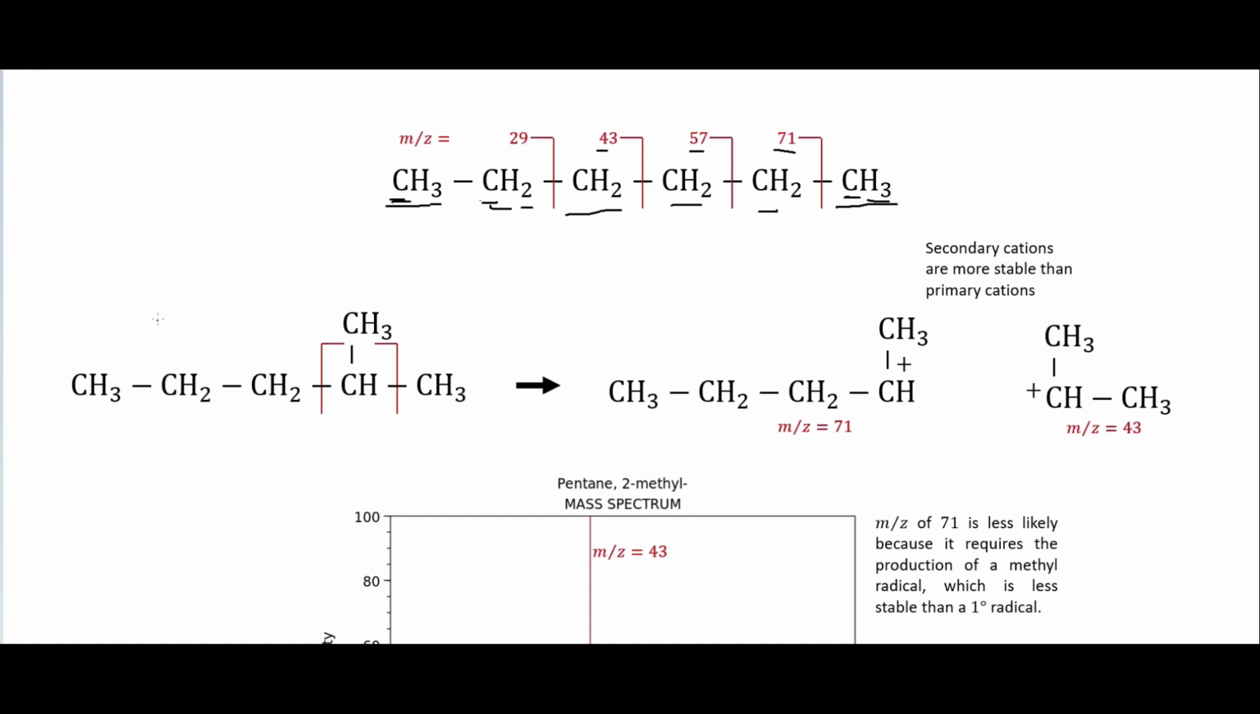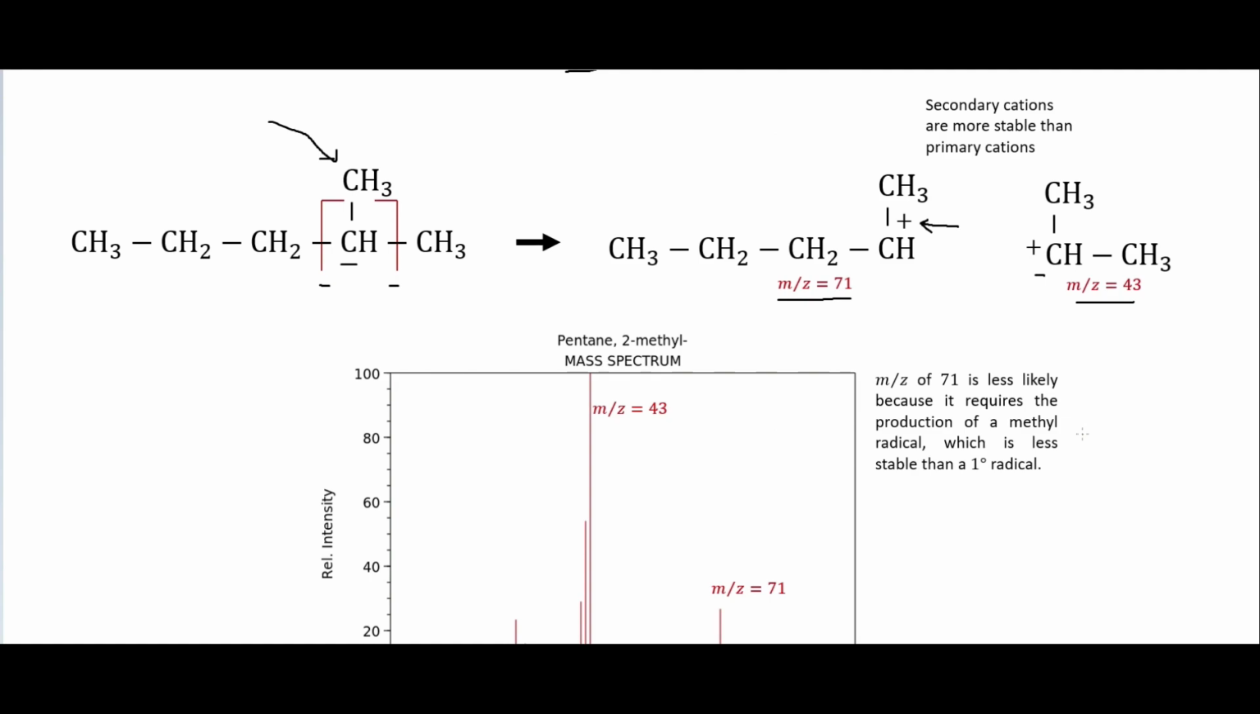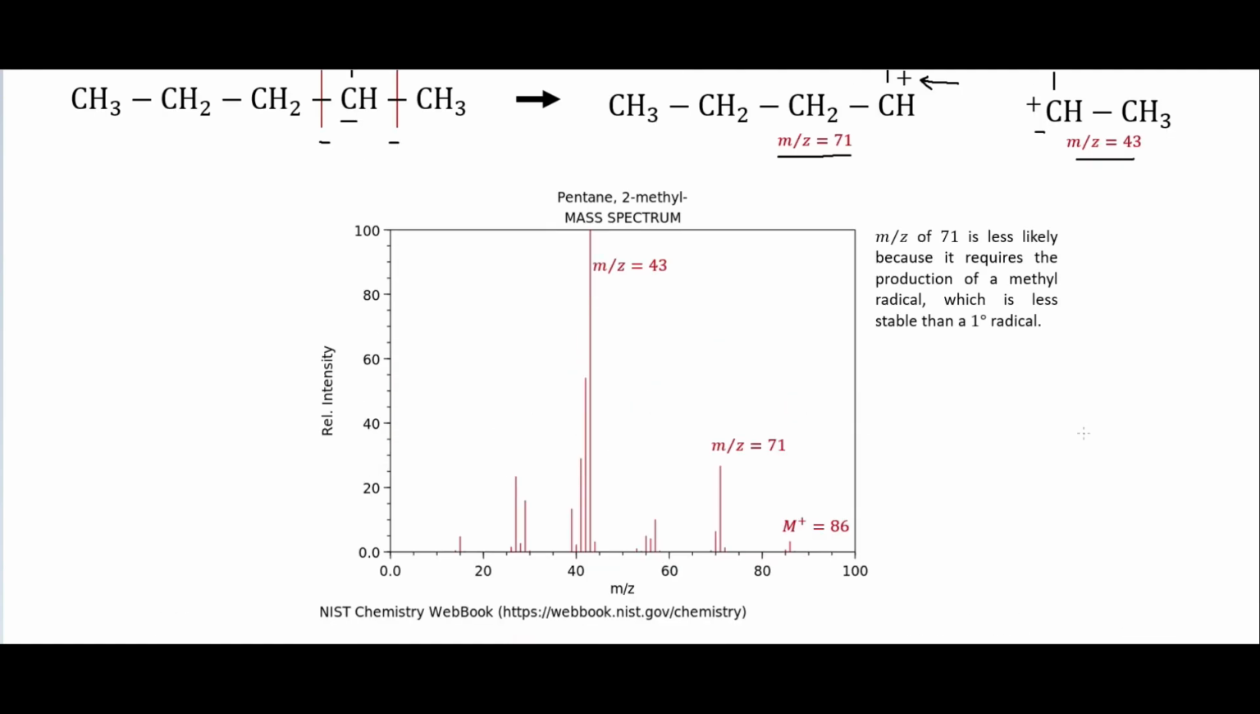But if we have, say, some substituent on it like this, now instead of just getting these primary carbocations, we can actually get a secondary carbocation. We could break it either this way or this way. In one way we get m over z of 71, where we have a secondary carbocation. The other one we get m over z of 43, where we have a secondary carbocation. And so our mass spectrum will actually look like this.